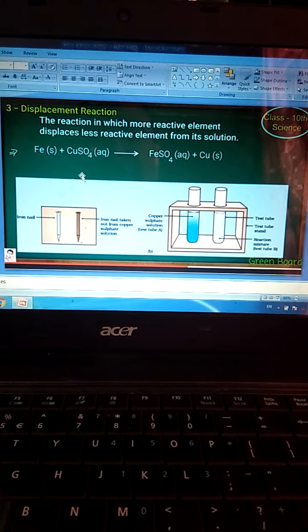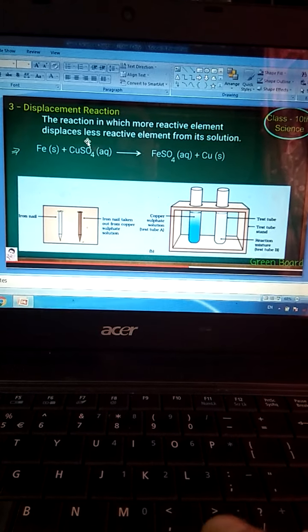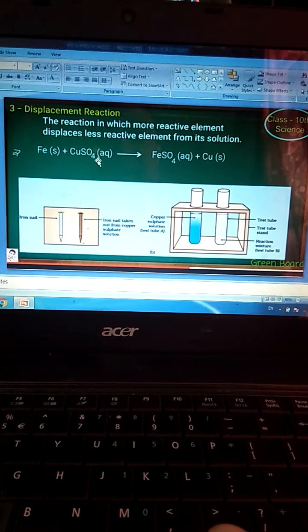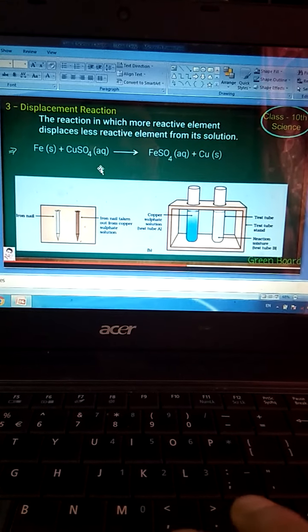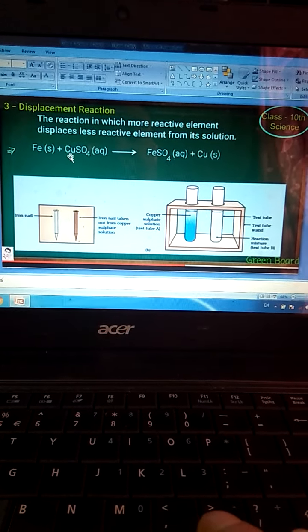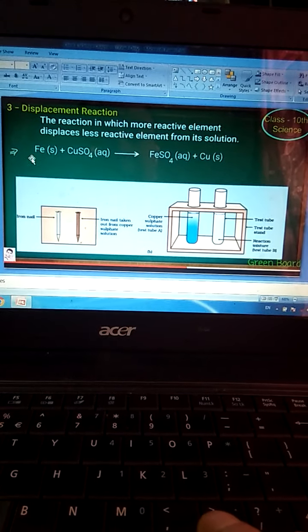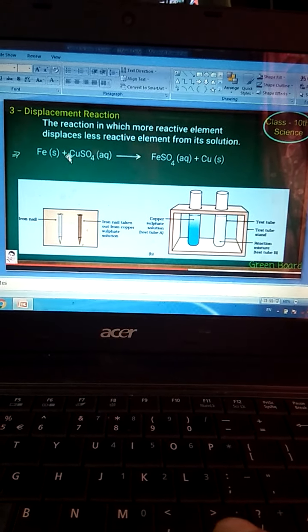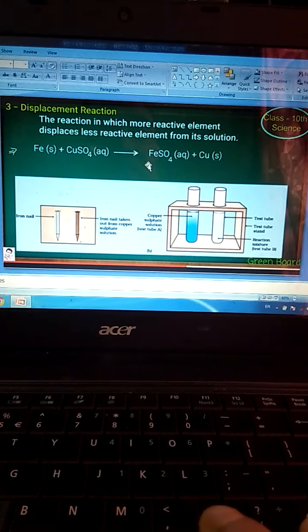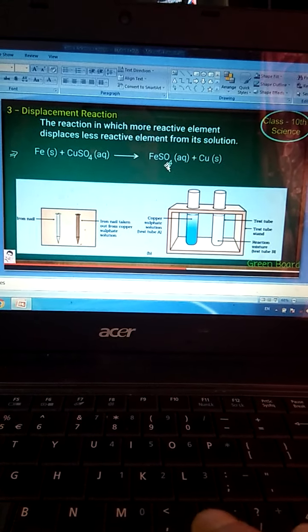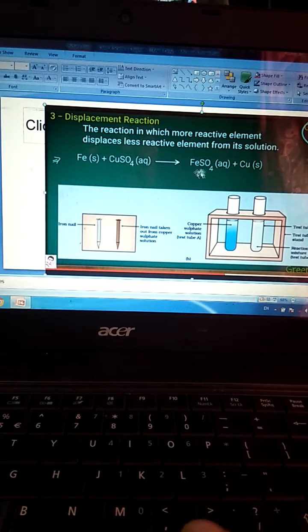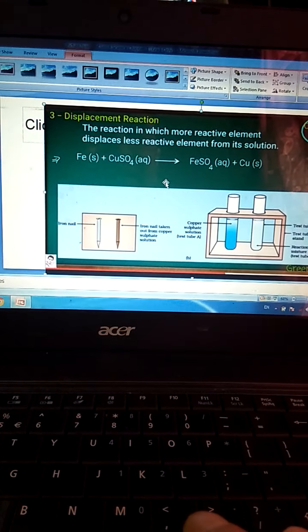For example, here we have taken iron and copper sulfate solution, and when these two react, the copper will be displaced by the iron, because iron is more reactive than copper. So the new substance formed here is iron sulfate and copper is out. So this is called displacement reaction.